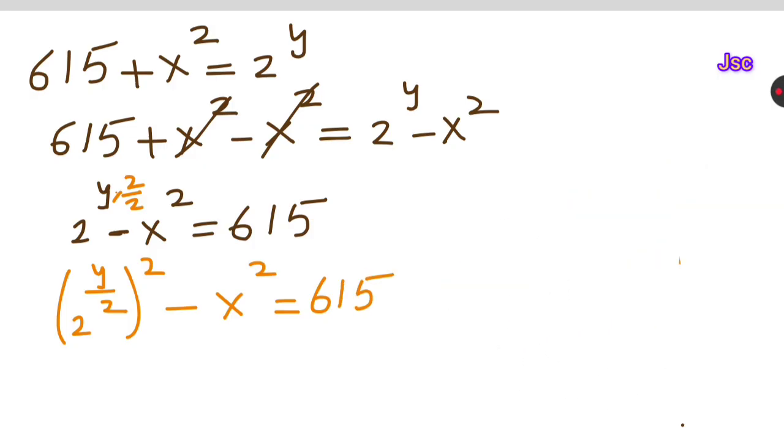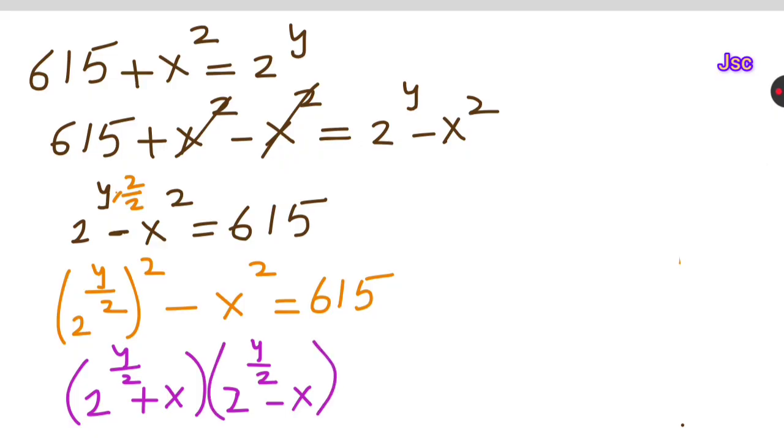Now it is in the form of a square minus b square. So we can use that property, a plus b times a minus b. So I divide it as a product of these two terms. That's why the 615 also I am going to divide as a product of two terms. That means I am going to find the factors of this 615.